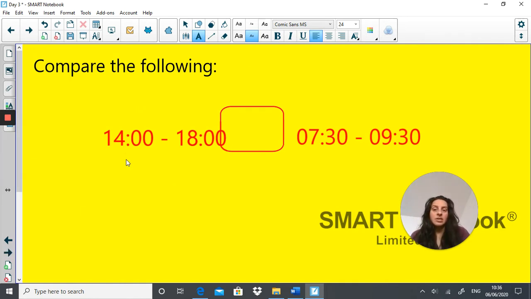So the elapsed time between 2 o'clock and 6 o'clock, so this is a 24-hour clock version, so 1400 hours and 1800 hours is 4 hours.